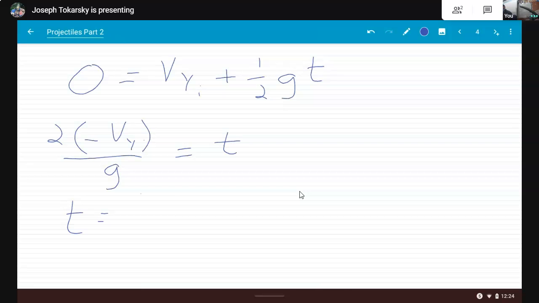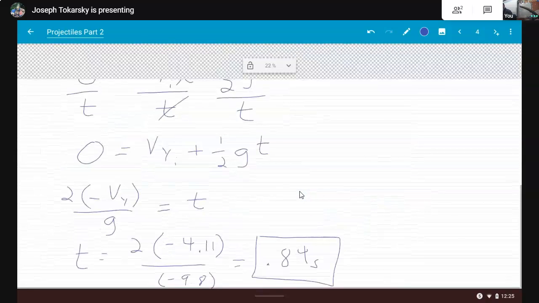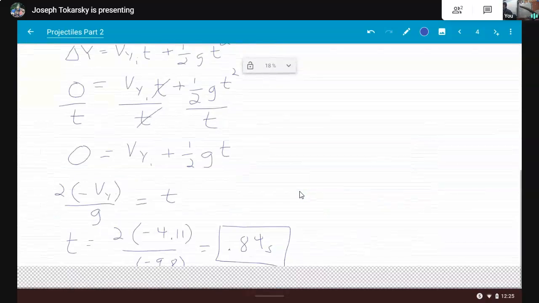Plug in like this. So 2 negative Vyi. The negative just came from the rearranging. 4.11 divided by negative 9.8. Negatives will cancel. They better because I can't get t's that are negative times. So we'll get 0.84 seconds. So just to recap what we did, first of all, any questions?